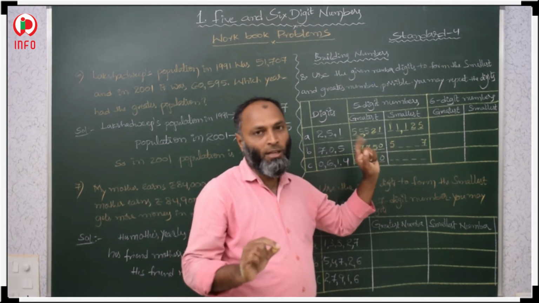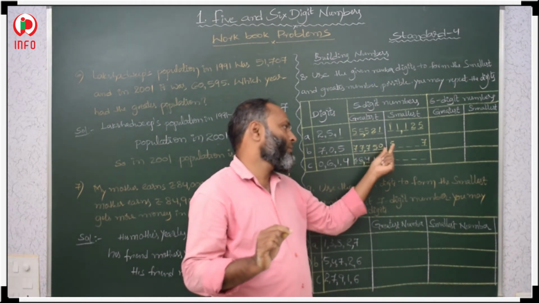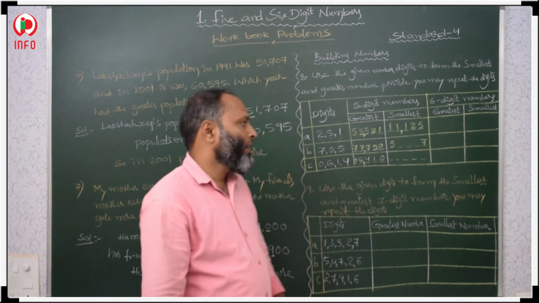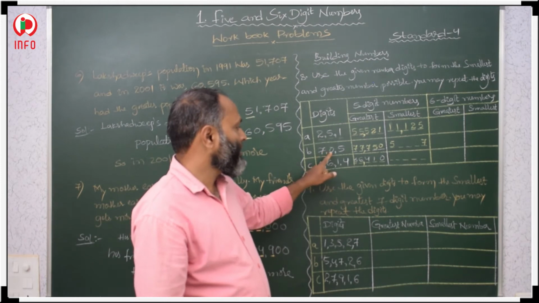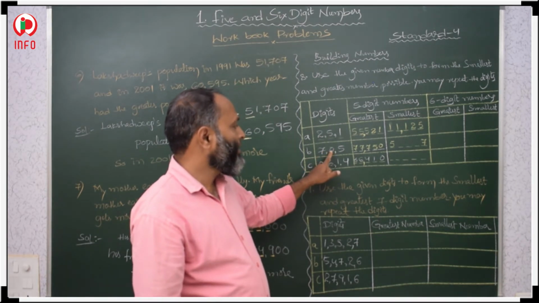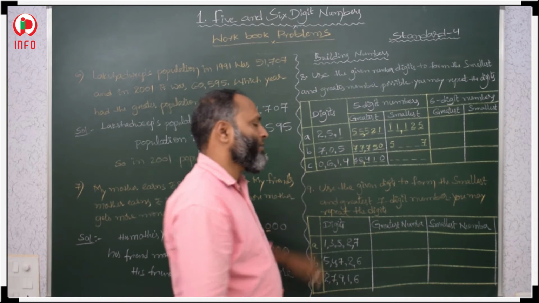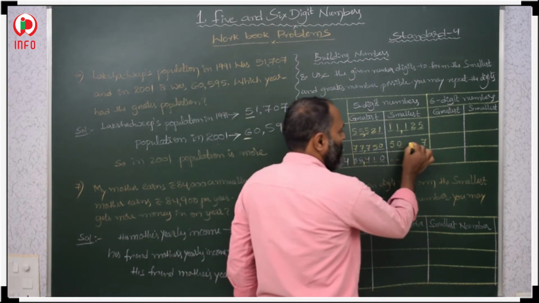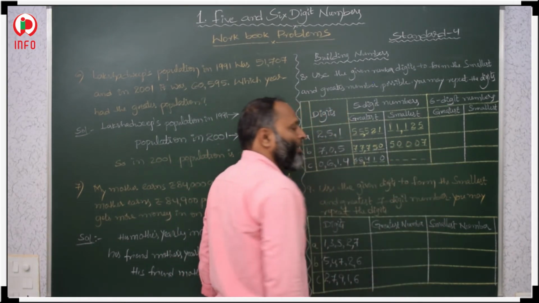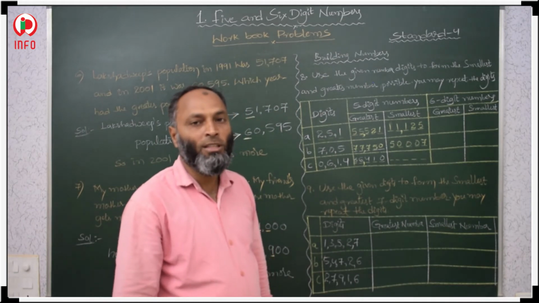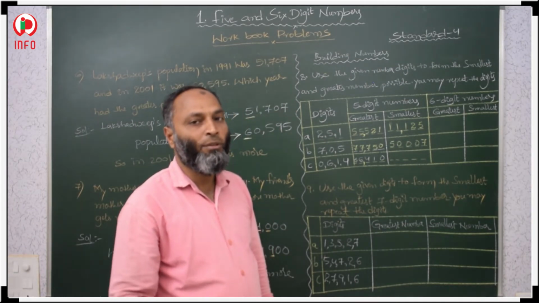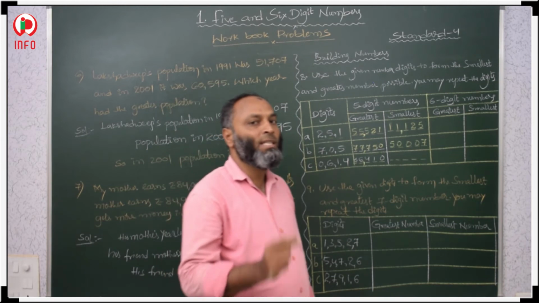After the second smallest number at the beginning, which number comes? 0. How many zeros do we have to take? 3 zeros. All the zeros you have to keep. Then you will get the smallest number. In this way we have to prepare our smallest number.